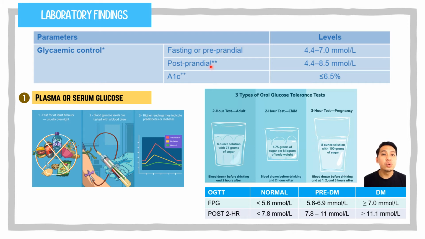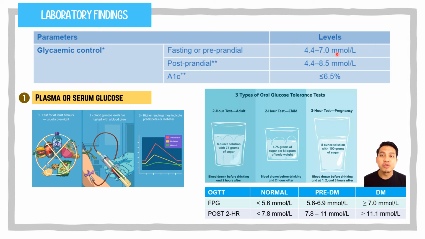Besides that, the word postprandial means after a meal. It refers to the plasma glucose concentration 2 hours after eating, which must be between 4.4 and 8.5 millimole per liter. HbA1c should not be more than 6.5%. A patient diagnosed with diabetes must have, on more than one occasion after 8 hours of fasting, a fasting plasma glucose level higher than 7 millimole per liter.